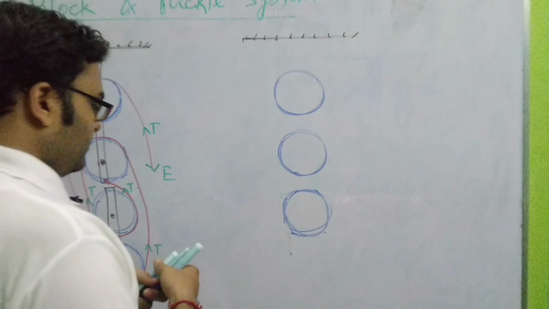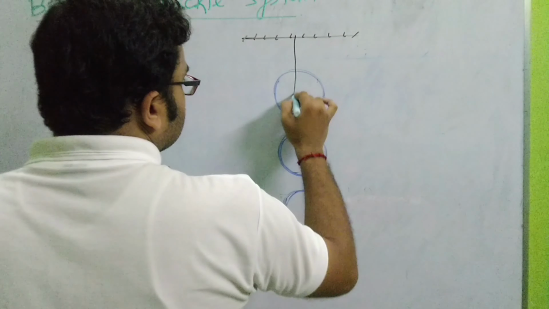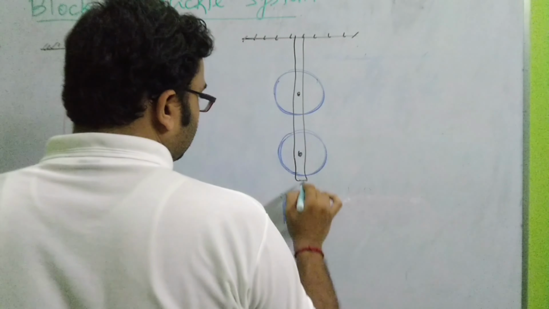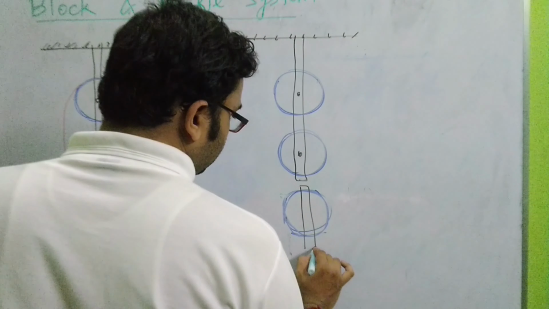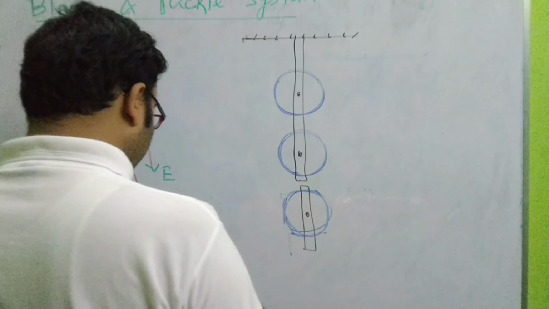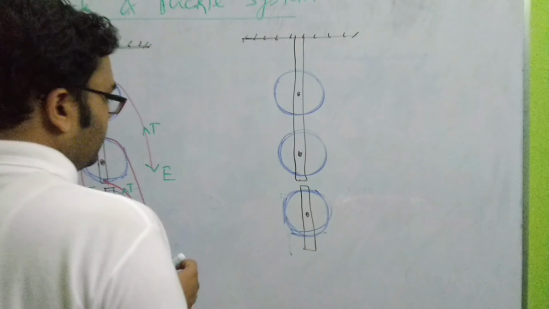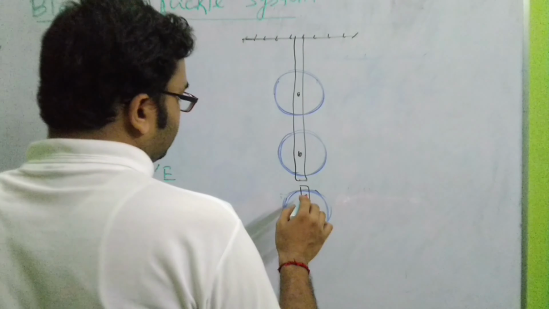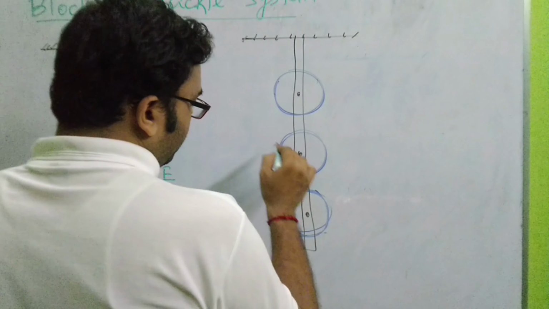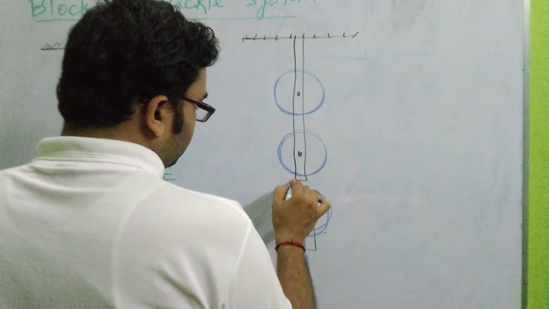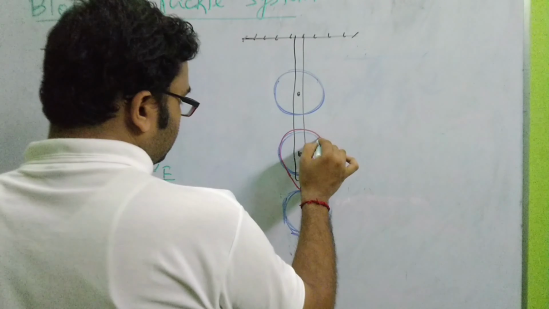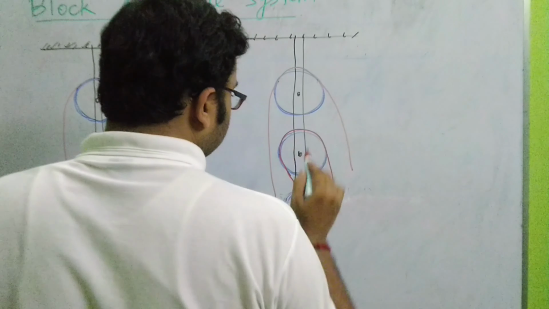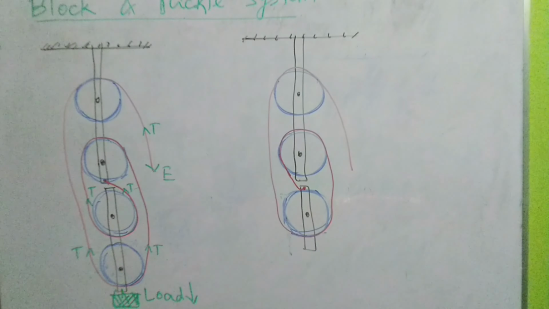If I consider the upper block, it is fixed here. The lower block is hanging. It will be something like this, and the load is supported here. Here the string actually starts from the lower block. From this point, the string will start and it will roll down like this, then it will roll down like this, then like this. So this is the combination. I think it is clear.